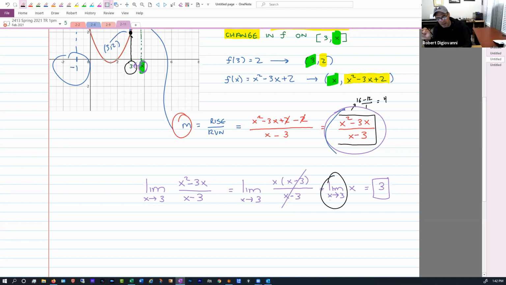And so what we're saying is that as x approaches 3, this approaches 3. We're getting closer and closer and closer to 3. How close? As close as you ever want to get.